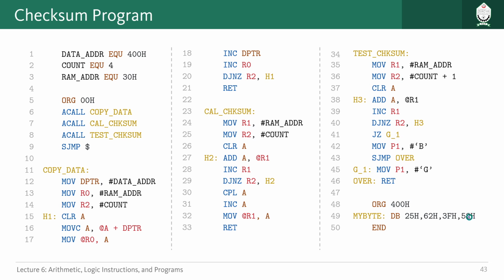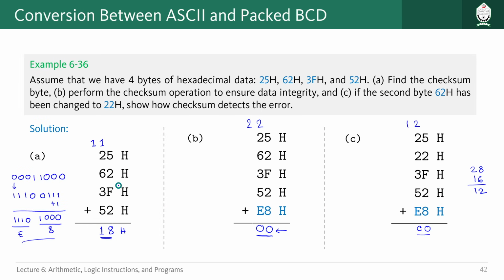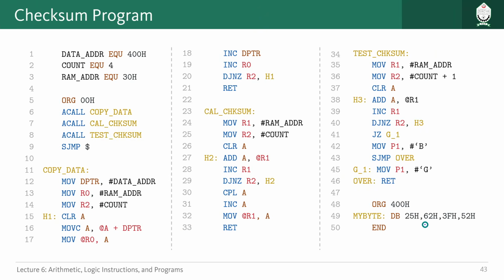I think we can initiate with this portion. So you see the values we want to actually transmit or want to save, these are actually saved here in code memory: 25H, 62, 3F and 52. You can check that these are the same values we tried to explain in the last example here. So these are the values which are stored in ROM location starting from 400H.